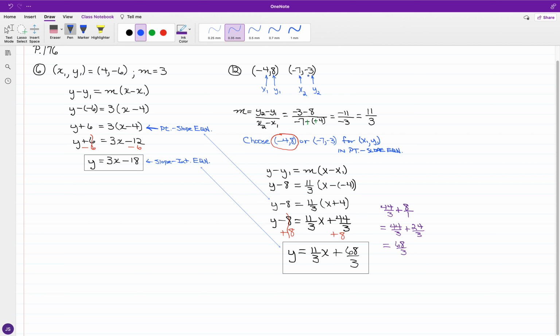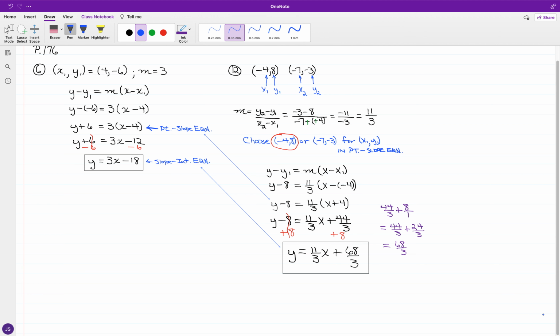If I were to test -7 and -3, on the left-hand side we have y at -3, and with x at -7, we have 11/3 times -7. So 11 times -7 is -77/3, added to 68/3. So -77 plus 68 is going to be -9, and -9 divided by 3 comes out to -3. So -3 is equal to itself. Both of these ordered pairs do check out regarding this slope-intercept equation, so this will be your final answer.